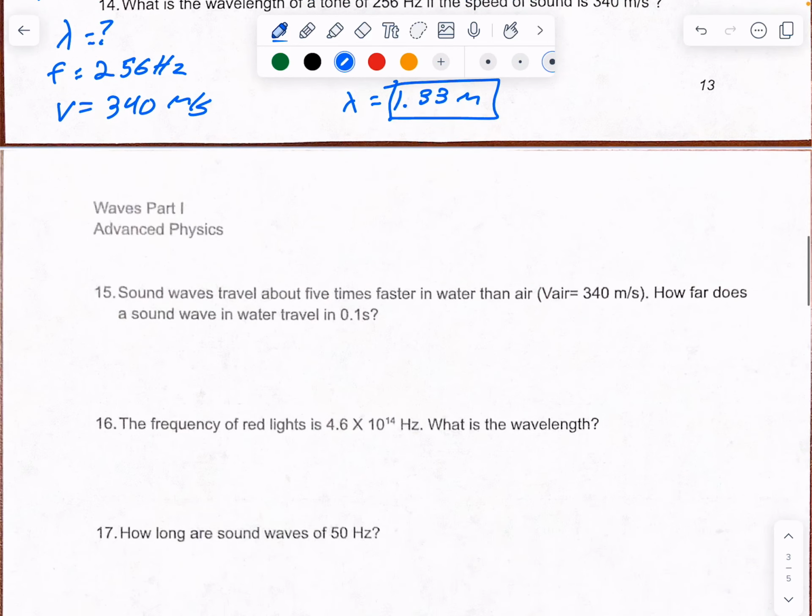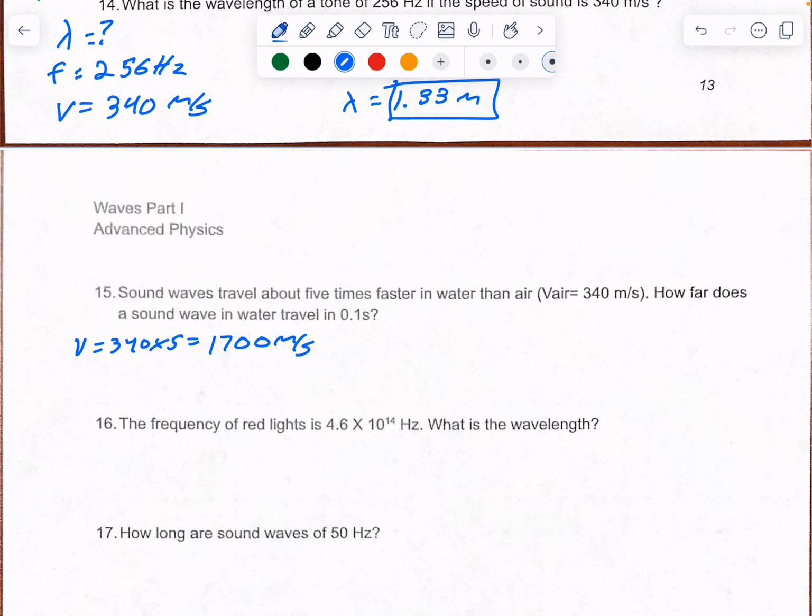Okay, moving on to the next one, 15. Sound waves travel about 5 times faster in water than air. You can do this one of two ways. If you want to go ahead and do it in water, you do 340 times 5. Since it's 5 times faster, we want to figure out how far it travels in the same amount of time in water versus air. So we'll do 340 times 5. That gives you 1,700 meters per second. So that's how fast it travels in water.